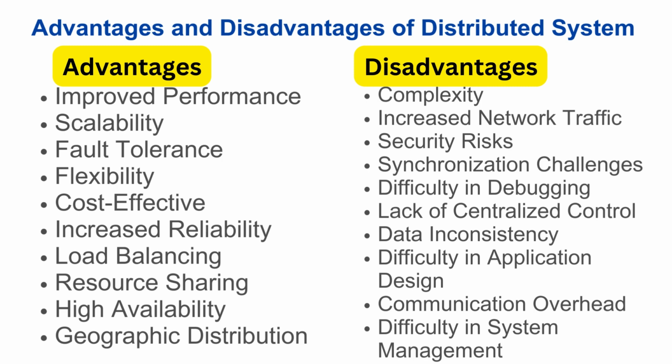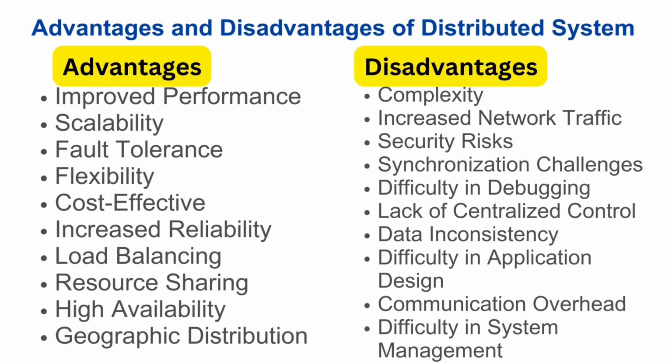Right. So, distributed systems have a lot of advantages that make their use popular. A few important ones include improved performance and scalability. Distributed systems can handle large amounts of data and high user loads by distributing the workload across multiple machines. For example, a distributed web server can handle more concurrent user requests by distributing them across multiple servers.